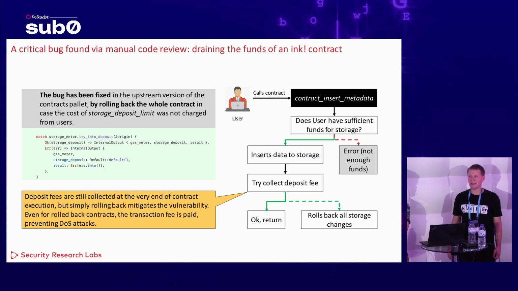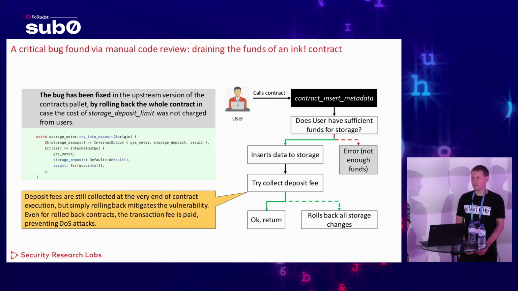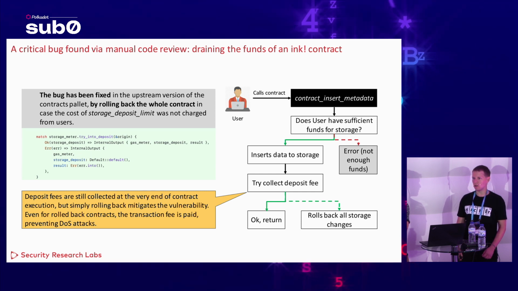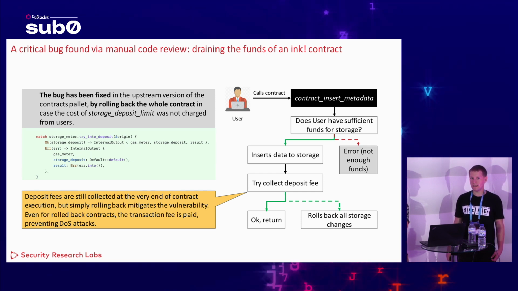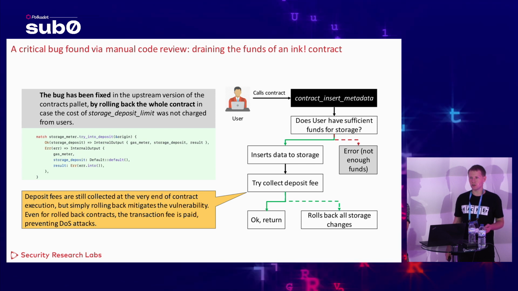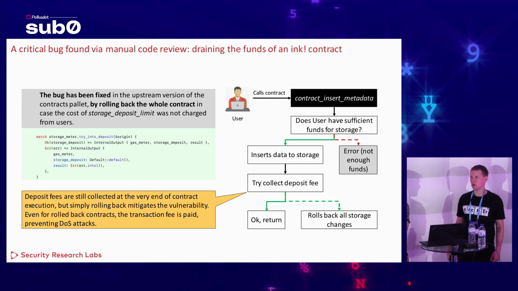So if you roll back all the changes, then the only impact of executing it is paying for the execution weight, so you still pay the transaction fee, but you don't add anything to storage, and so it's no problem if you can't collect the storage deposit anymore.